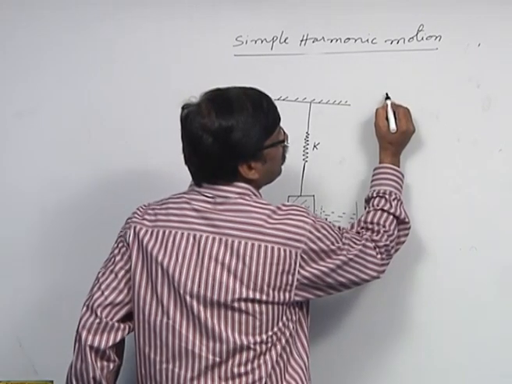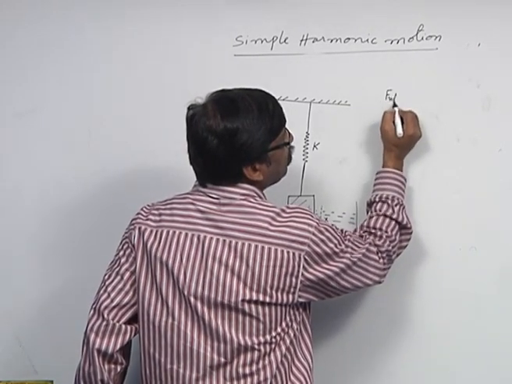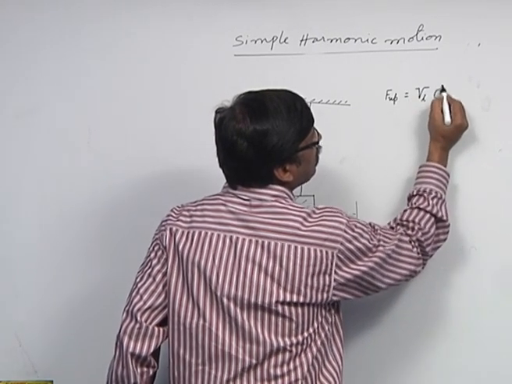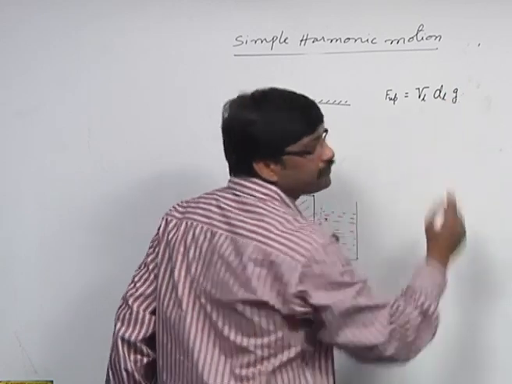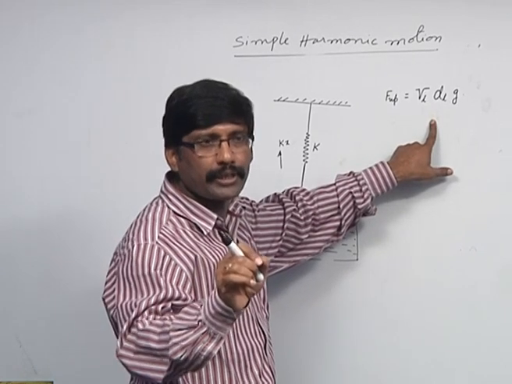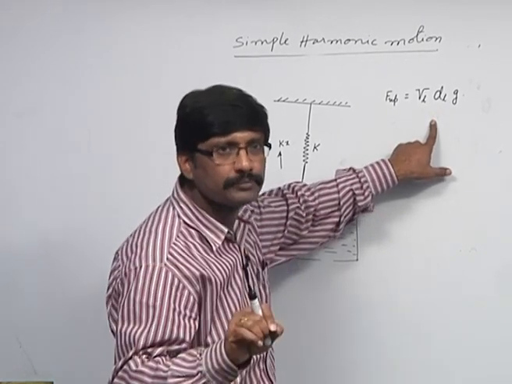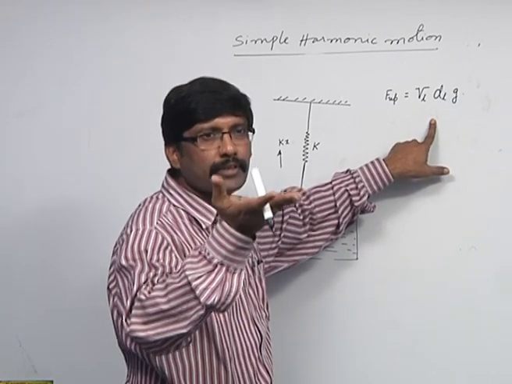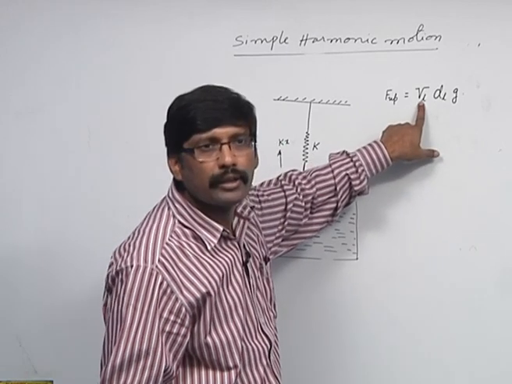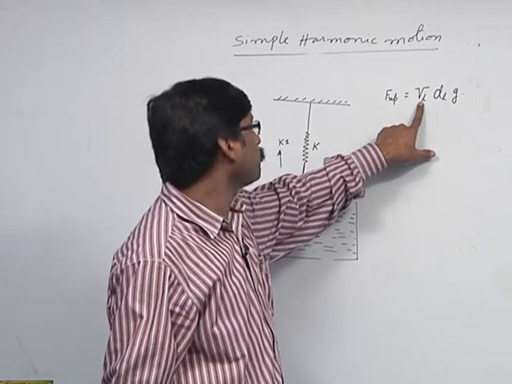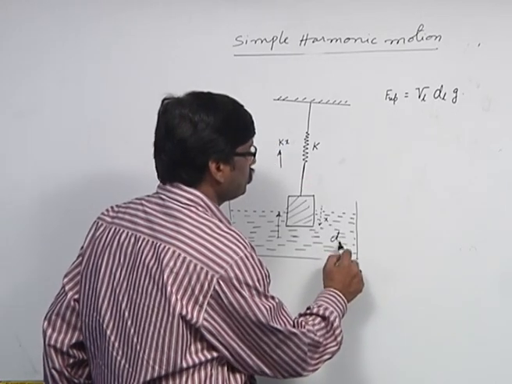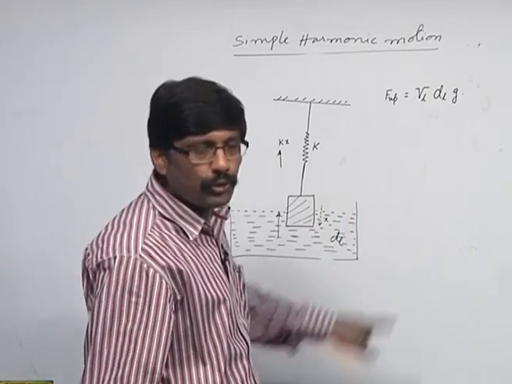We know that the formula for upthrust is V_L d_L g. According to the principle of buoyancy, whenever an object is immersed partially or fully, it experiences an upthrust. That upthrust is equal to the weight of the liquid displaced. Here, what is V_L? The volume of the liquid displaced by this object. d_L is the density of liquid, and g is the acceleration due to gravity.